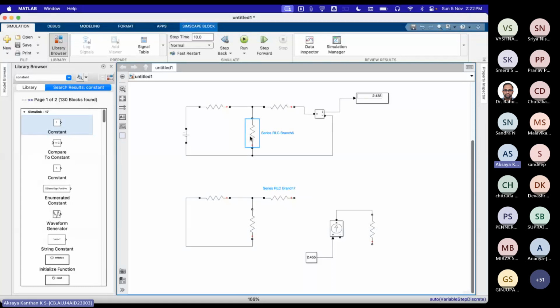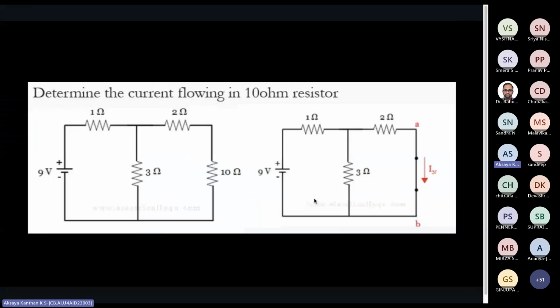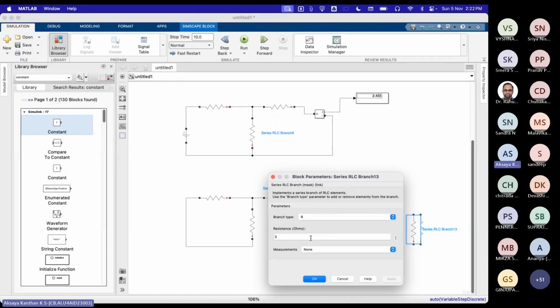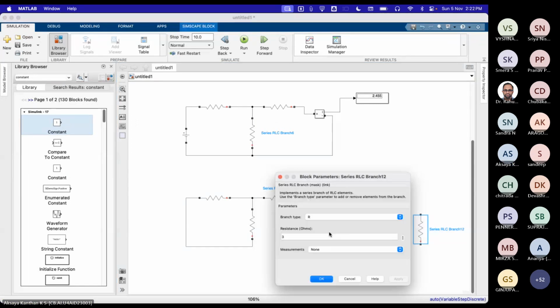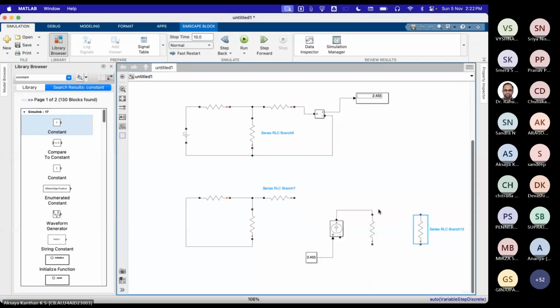then we need a load resistance. The value of the load resistance is 10 ohms. This is 10 ohms. And then I connect this into the circuit parallel to the equivalent Norton resistance.